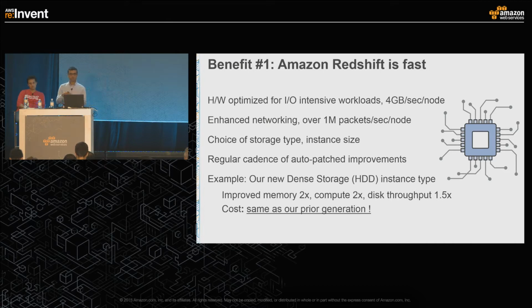We also have a very easy way for customers to migrate from one generation of hardware to another. One recent example is we launched support for the DS2 instance type, which is a next generation hard disk based platform, and it provides 2 times more memory, 2 times more compute capacity, 1.5 times more bandwidth than the previous generation of the instance family at the exact same cost. So as we get more efficiencies in the hardware, we pass that along to customers across all the services, as you may be familiar with the AWS pricing philosophy.